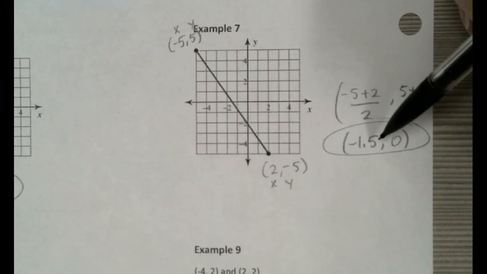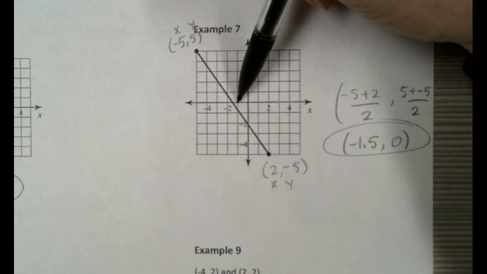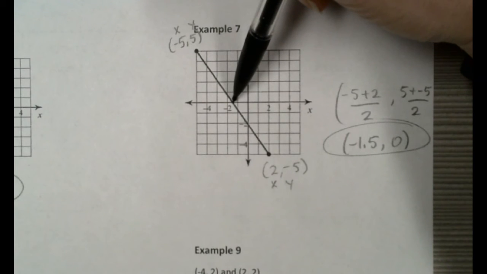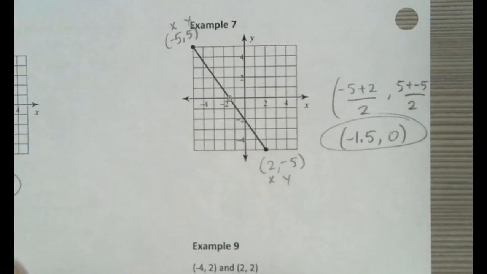-1.5, that means just past -1. So here's -1. And then half of another block would be right here. And then 0 means we stay right where we're at. So you could tell that that right there is the middle.